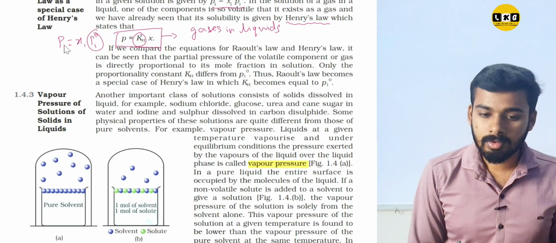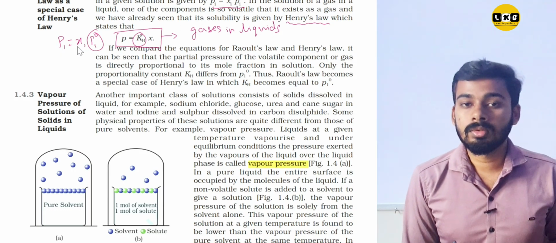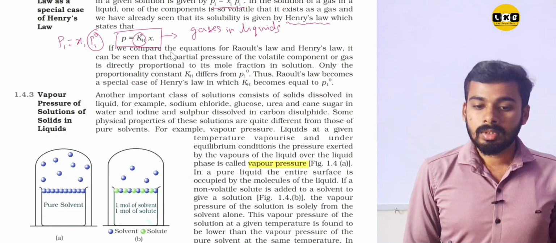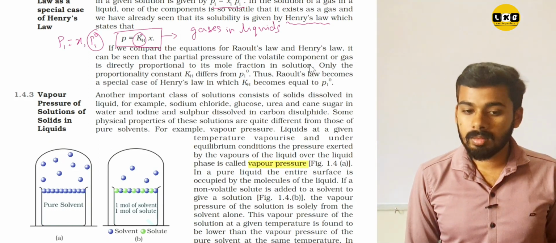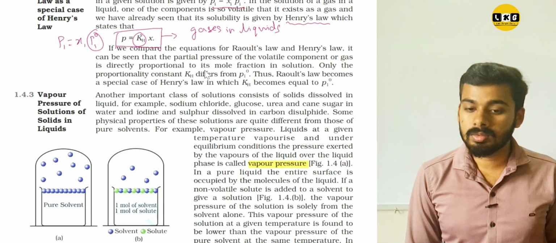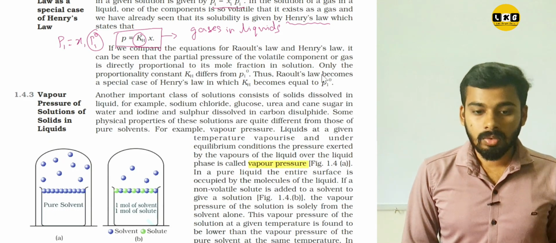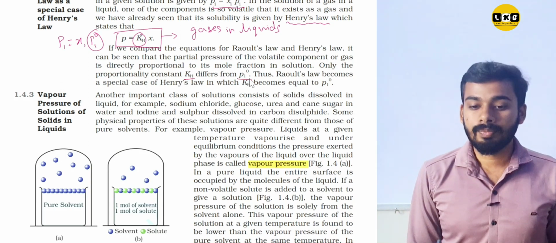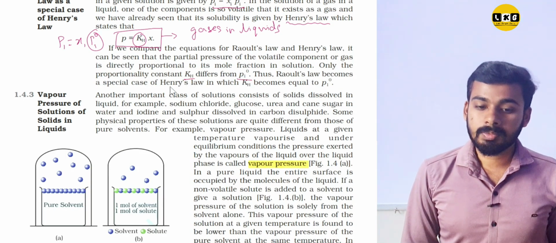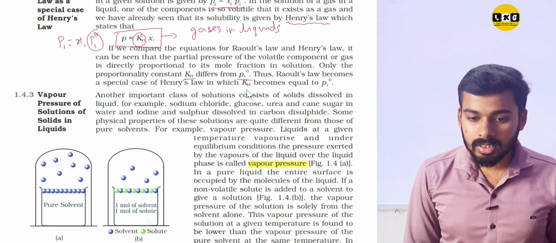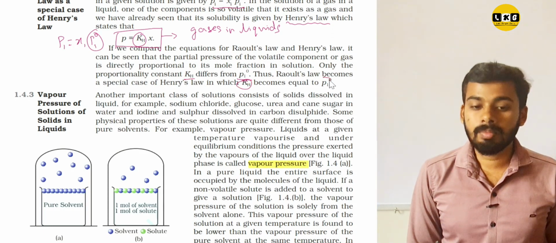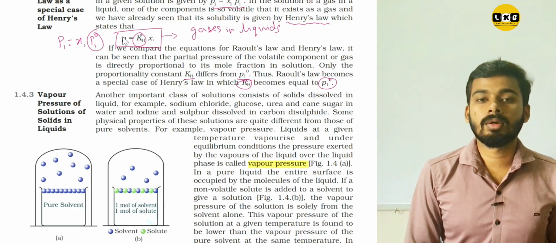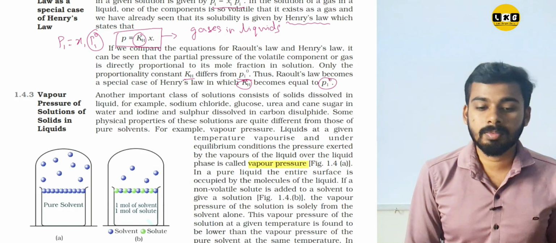Otherwise, partial vapor pressure is directly proportional to mole fraction, as in case of Henry's law also. It can be seen that the partial pressure of the volatile component or gas is directly proportional to its mole fraction in the solution. Only the proportionality constant KH differs from P01. Thus, Raoult's law becomes a special case of Henry's law, in which KH becomes equal to P01. If KH becomes P01, then we can say both the laws are related to each other. It is a special case.